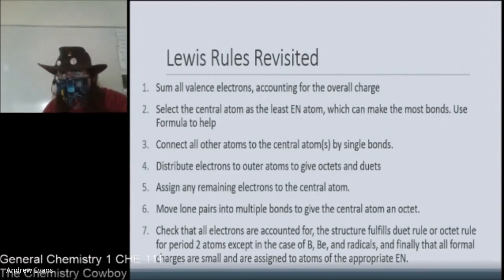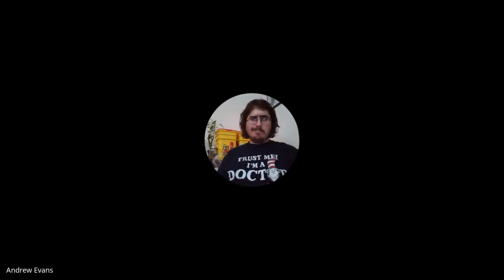We've learned that we need to sum up all the valence electrons. We need to account for the overall charge. That step's just slightly changed. We need to select the central atom. It's usually the first atom in the elemental compound, but it's also the least electronegative atom. We can look at that chart to help with that. But the trend is top right, most electronegative, bottom left, least electronegative. So left to right on the periodic table, we increase in electronegativity.